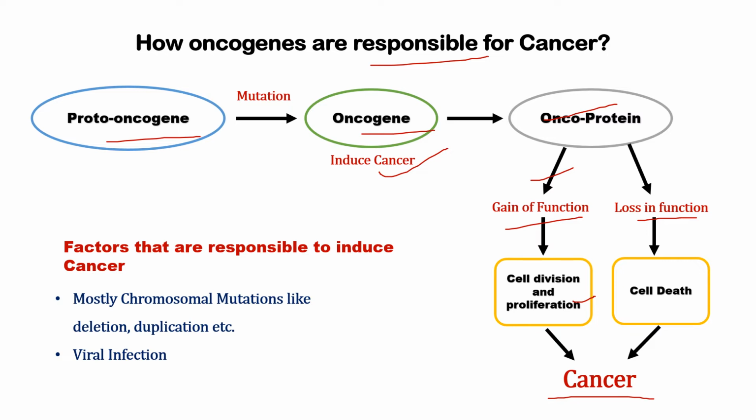So what are the factors that are responsible for inducing cancer? Mostly chromosomal mutations like deletions or duplications. When there is a point mutation in the chromosome, or duplication of the gene, then these proto-oncogenes get converted into oncogenes. And the second factor which is responsible for inducing cancer is viral infection.